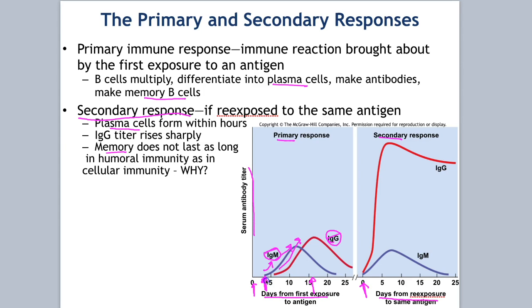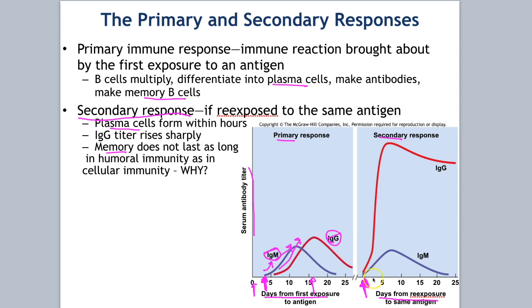It took us some time to detect the pathogen, and then it took us time to start producing antibodies as well. But now we already have memory cells. So not only do we detect it really fast, but we start producing antibodies very, very quickly. Those memory cells can be activated really fast, and the plasma cells can start producing antibodies really fast. The plasma cells already exist.